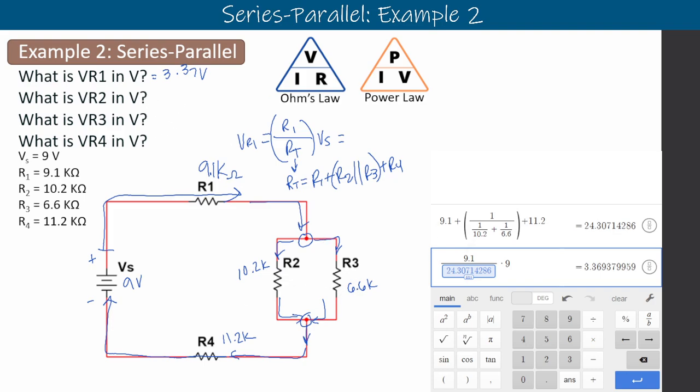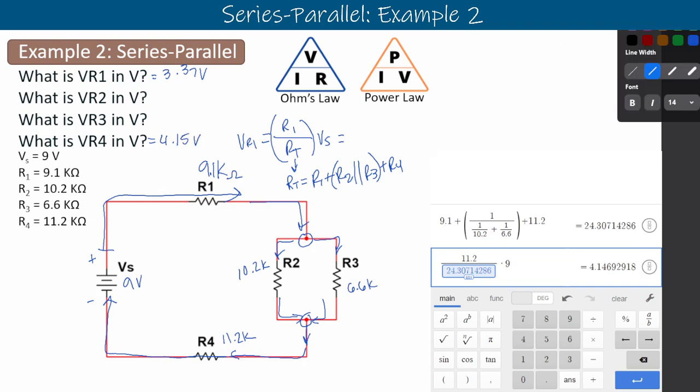So moving on from there, we now know that we can solve for our R4. That's the other series resistor combination. We know voltage divider equations go for series combinations. So instead of having R1 on top, we're going to put R4 on top. We'll say 11.2. That's our other series resistor. So we'll say that this one is 4.15 volts. And now we have just the parallel left.